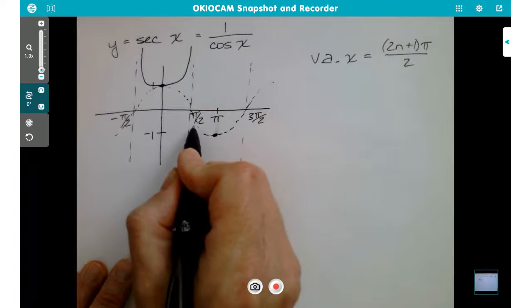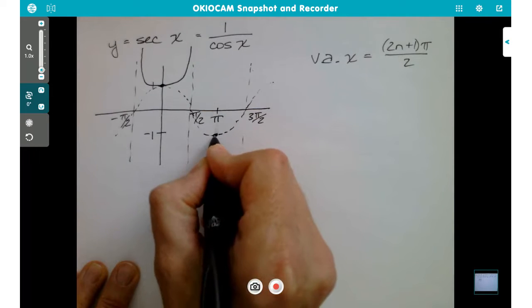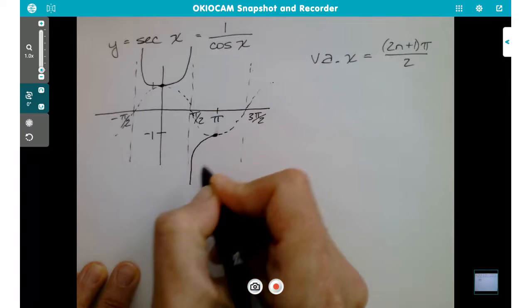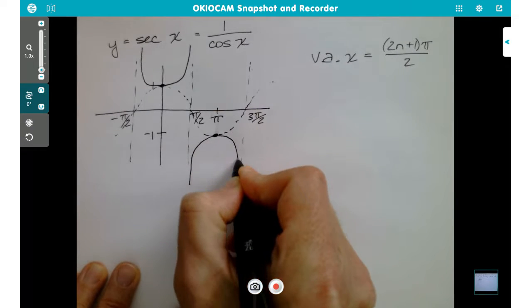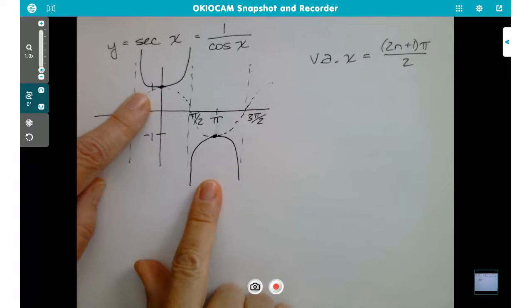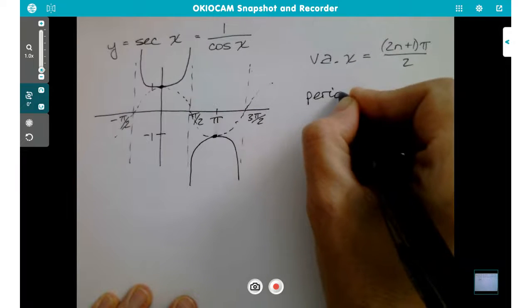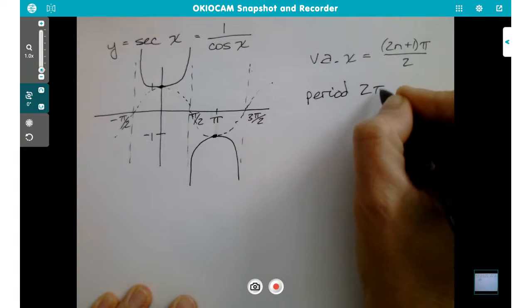Over here, this is quadrants 2 and 3, where the cosine values are negative. So same idea, but we're going negative instead of positive. There's my secant graph. This is one period of the secant graph. The period of the secant function is 2 pi.